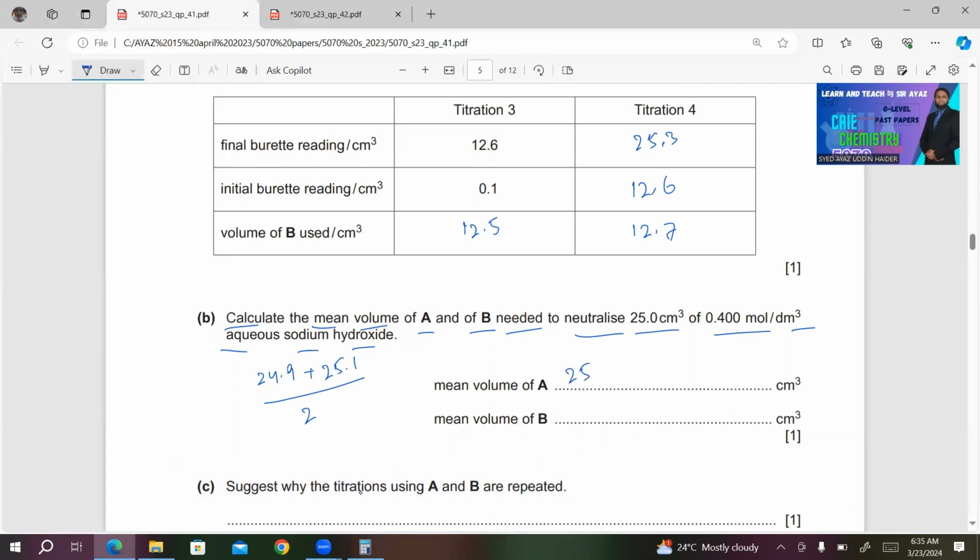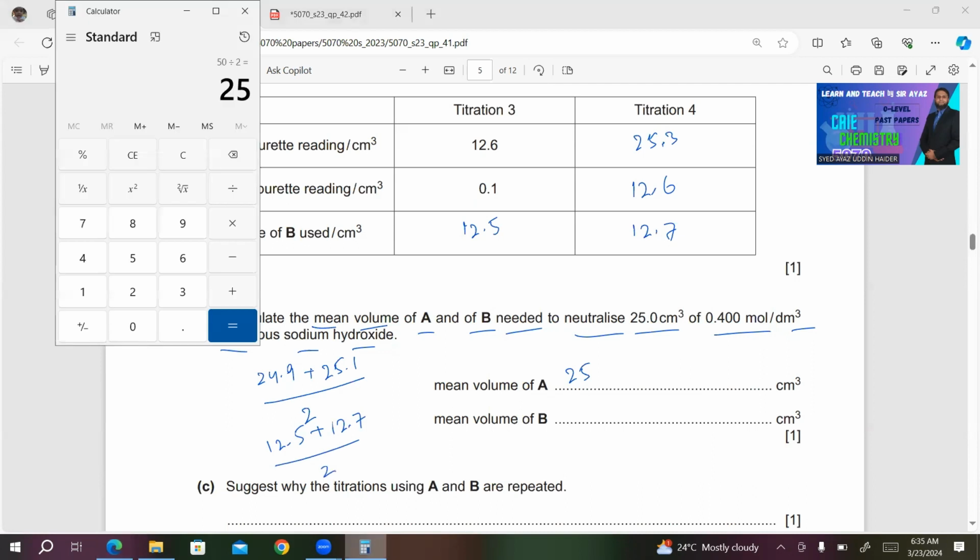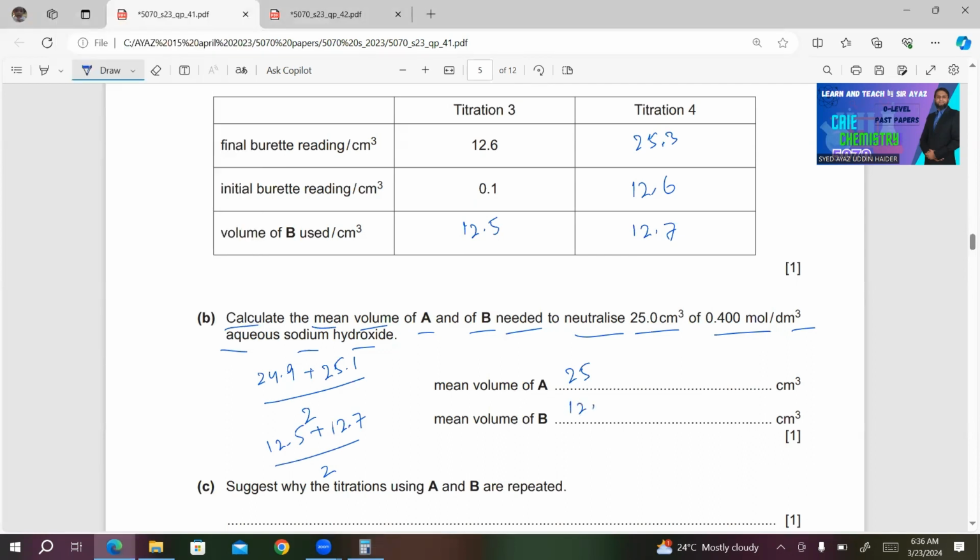What about the mean volume of B? We have 12.5 plus 12.7 and then we'll divide it by 2. 12.5 plus 12.7 divided by 2, we will get 12.6 as the mean volume of B.